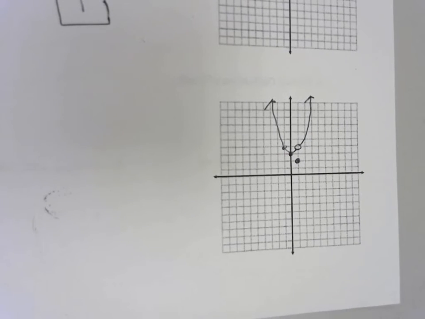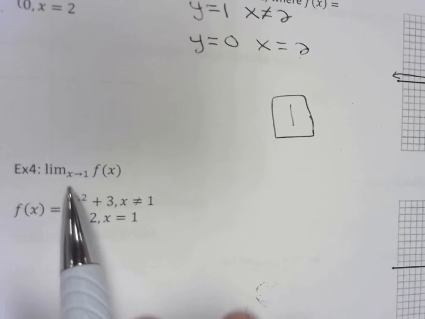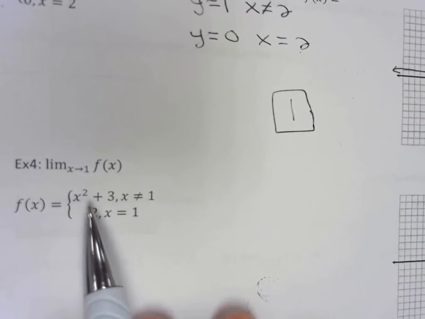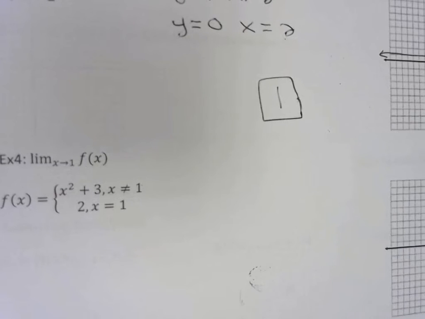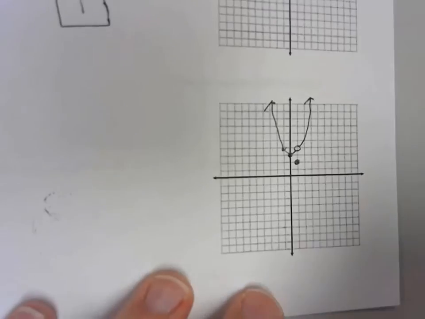Now I want to know the limit as x approaches 1. Not necessarily what is the y value when x is 1. I want to know what it looks like my y value is approaching as x goes to 1 from the left and from the right.